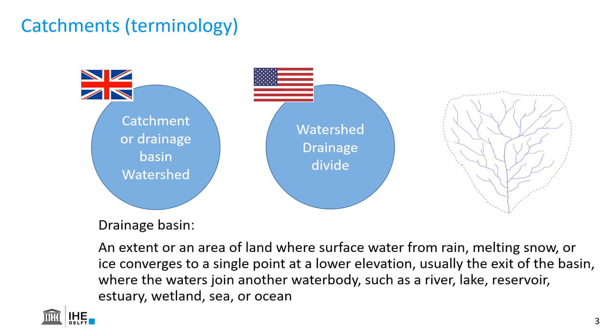A drainage basin, which is used in both British and US English, can be defined as an area of land where all the water that originates from different kinds of precipitation converges to one single outlet. And this can be another, bigger river, or it can be a lake, a reservoir, or a wetland, or the sea or the ocean.